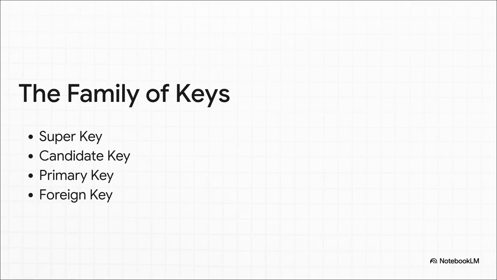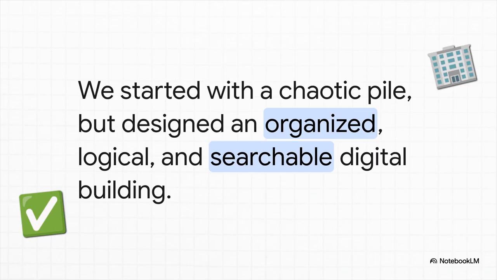And you know, this primary key is actually part of a whole family of keys that are used in database design. You have things like foreign keys, for example, which are super important for linking different tables together. We won't dive deep into all that today, but it just goes to show you how sophisticated this system of organization really is. So let's zoom out for a second. We started with a chaotic digital mess, a pile of stuff. But with an architect, our DBMS, and a detailed blueprint, our model, we've designed and built something incredible, an organized, logical, and instantly searchable digital structure.